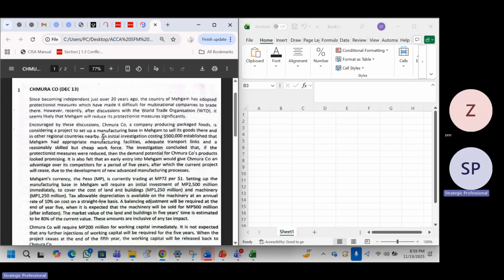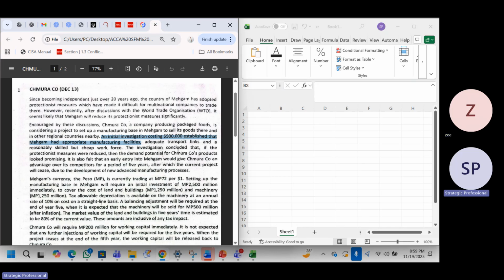This investigation cost, do we need it in the advanced investment appraisal variables? No. Why? It's a past cost. Thank you. Not past cost. What's the right English? What's the right word? Like sunk cost. Thank you. Don't embarrass me. Which one is past cost? Sunk cost.